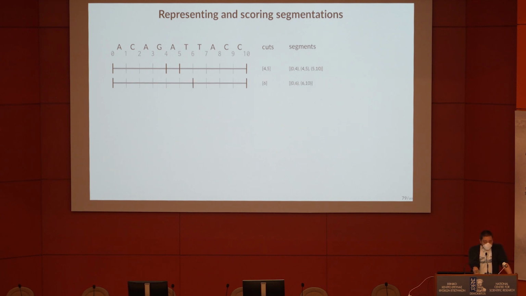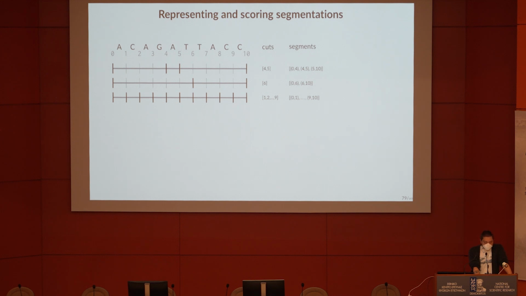Okay, so if I make a single cut at position 6, I am left with segments 0 to 6 and 6 to 10. If I make every possible cut, 1, 2, 3, 4, 5, 6, 7, 8, 9, I get segments 0 to 1, 1 to 2, 2 to 3, dot dot, 9 to 10. One thing that the students who take my class always get confused by is the difference between a segment and a segmentation.